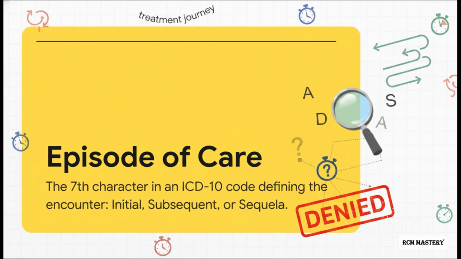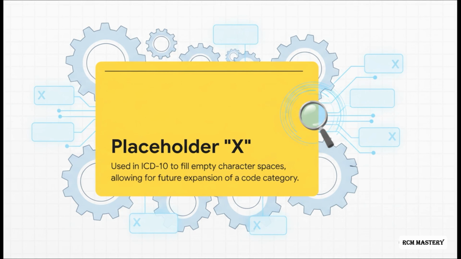And then there's the episode of care, which is all about that 7th character in the code. It answers the question, is this the first time we're seeing the patient for this problem? Is it a follow-up, or are we treating a late effect from an old injury? That one character tells a huge part of the patient's journey. And let me tell you, if you forget to add it, that claim is getting denied. Instantly.